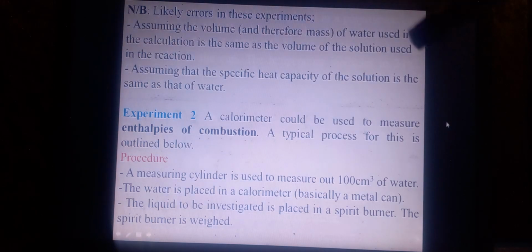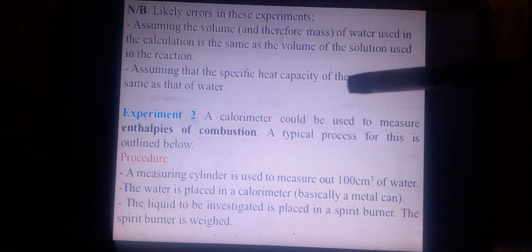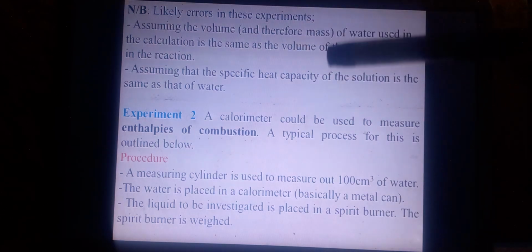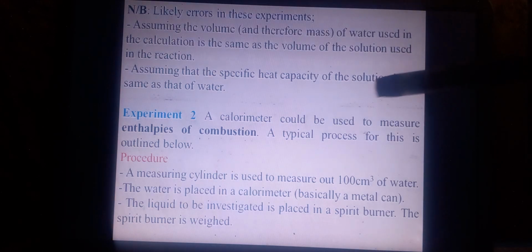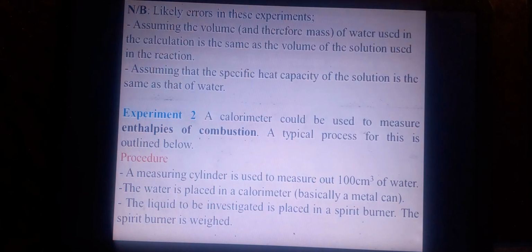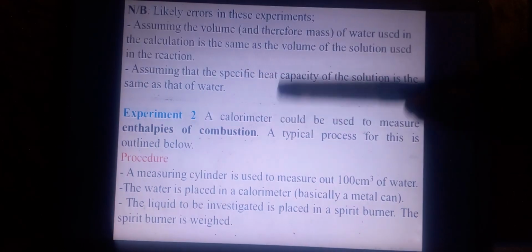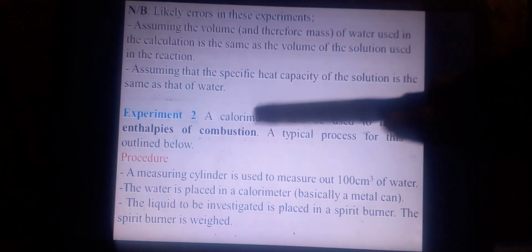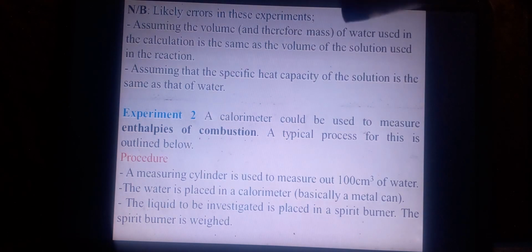So the likely errors that are incurred in experiment one: first, there is an assumption that the volume of water used in the calculation is the same as the volume of the solution used in the reaction. Sometimes we normally use the mass of solution, which is water. Number two, assuming that the specific heat capacity of the solution is the same as that of water. Remember I told you that 4.2 is normally the specific heat capacity of water, which is commonly used in carrying out calculations to determine enthalpy change.